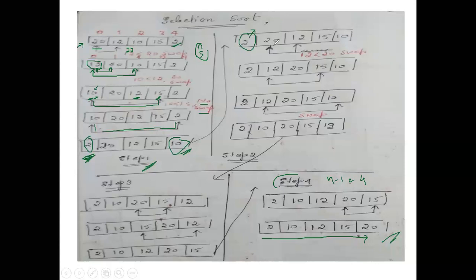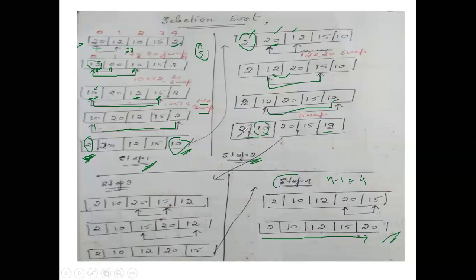Next, in the second step, compare the second element with the next element. So 12 and 20, you can see 20 is greater. We want the smallest element, so exchange it. So 12 will come here, 20 will come here. Next, compare 12 with 15. 12 is small compared to 15, so don't swap. Next, 12 will be compared with 10. As you can see, 10 is small, so exchange the array elements. So 10 will come here, 12 will come here. Now when you reach the end of step 2, we have the second smallest element, which is 10, in the second position.